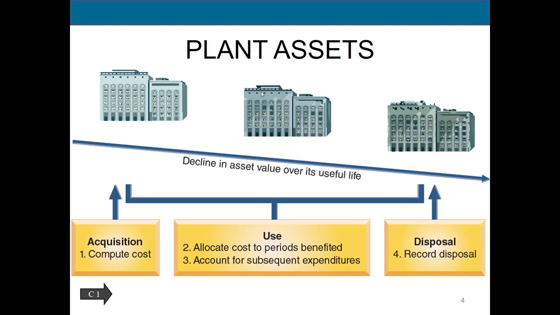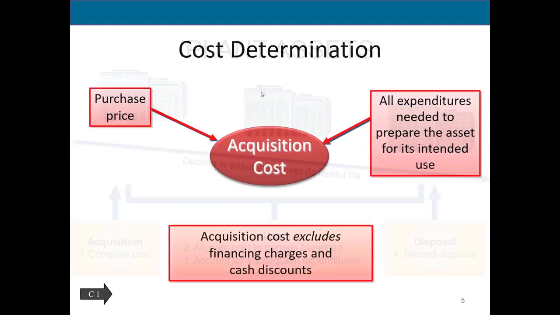How do we record plant assets in our books? First, we have to think about the acquisition. We have to compute the cost. We'll get into that in a second. While we're using the asset, we need to allocate its cost over its periods benefited. That's the matching principle. We're going to take that cost and push it into those revenue periods. And then we account for any subsequent expenditures because eventually you're going to have to do something. You're going to have to make some major repairs or something. And then at the end of the asset's useful life, we'll end up recording a disposal.